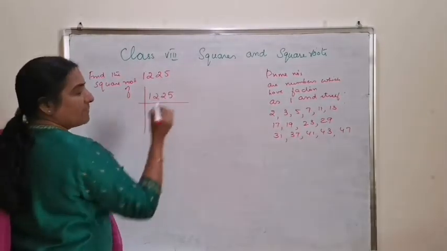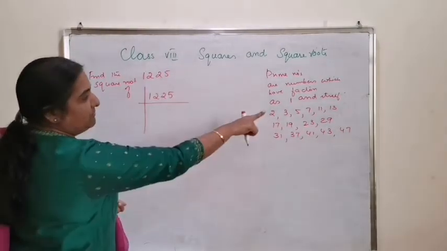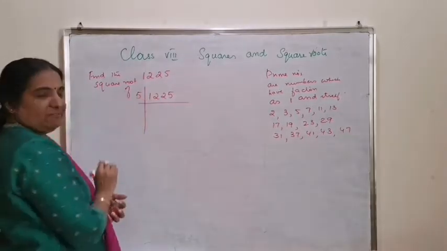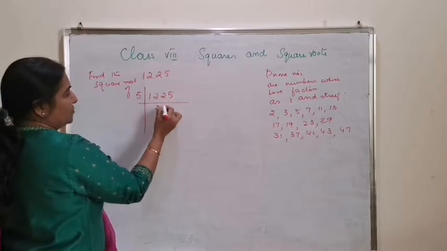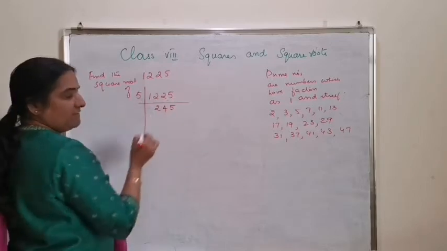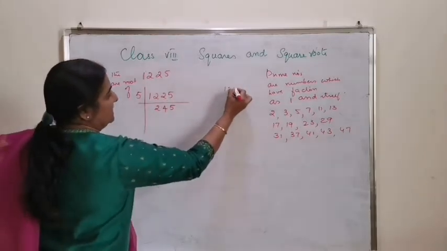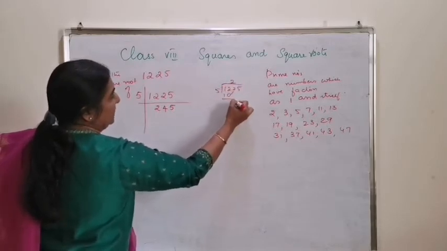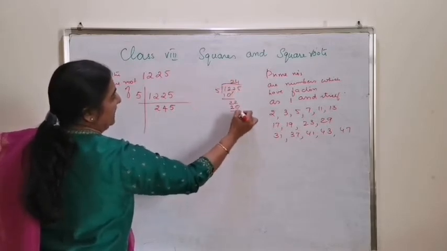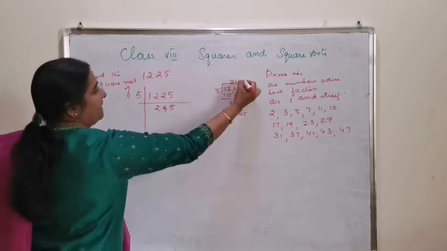1225 has to be divided with the first prime number 5. 5 2s are 10. 245. You can divide on this side, divided by 5. 5 2s are 10, 22. 5 4s are 20, 25.